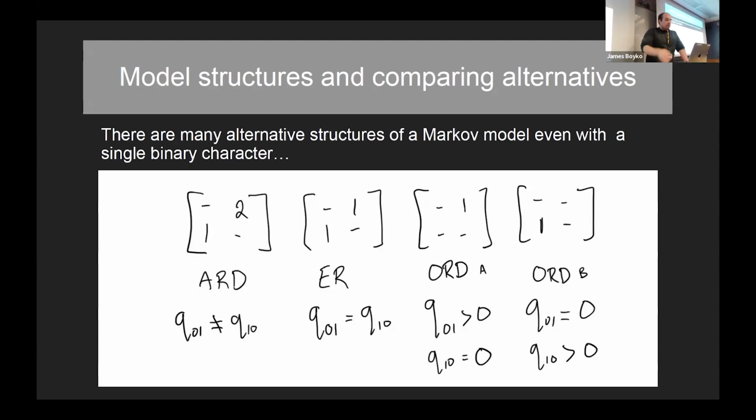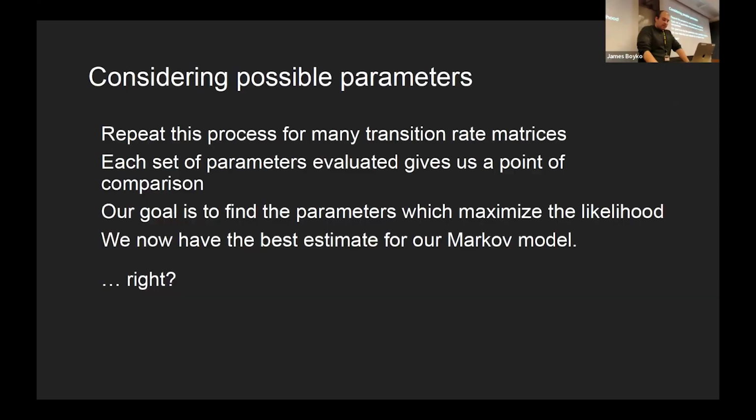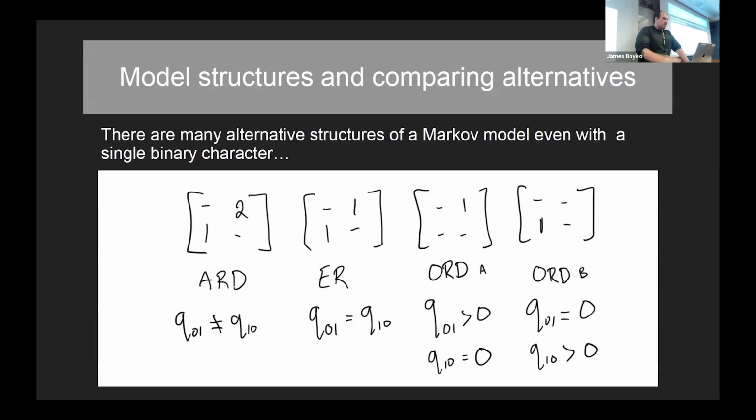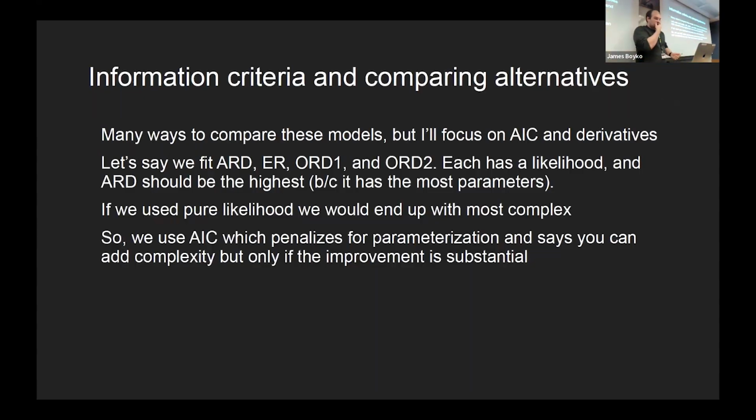So how are we able to fit these models? We can structure our models such that these are all viable options, and we can fit using the techniques previously described, calculate the probabilities, try many different parameters, and get a likelihood. So how are we going to evaluate these different models? We want to compare all of these alternatives, and we have ARD, ER, these are all the names of those different model structures that I had shown you.